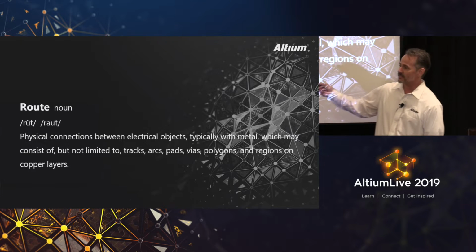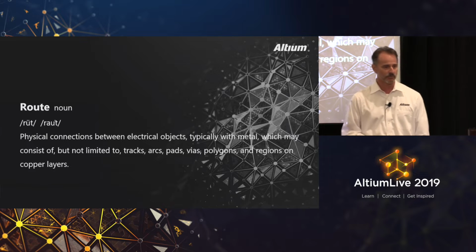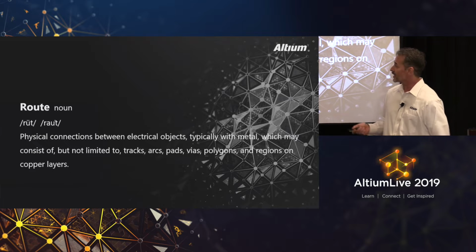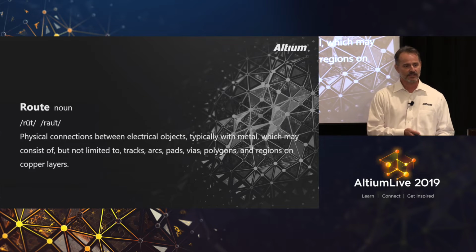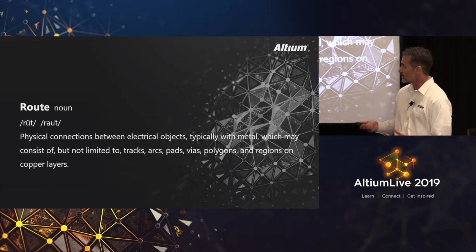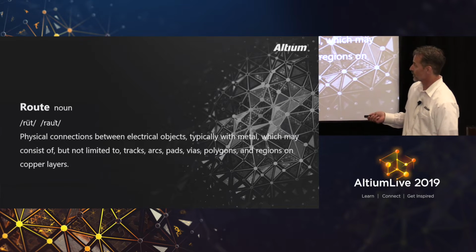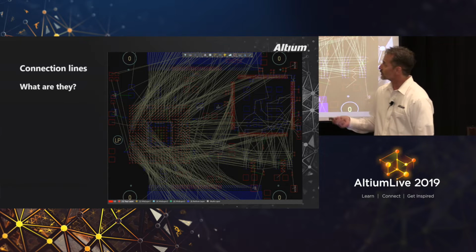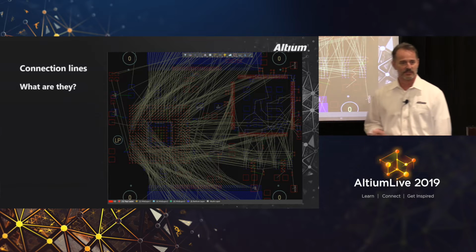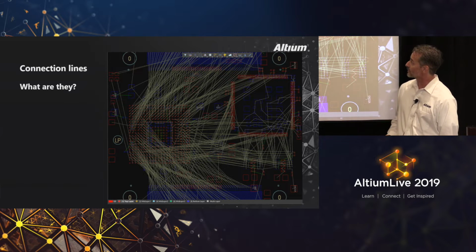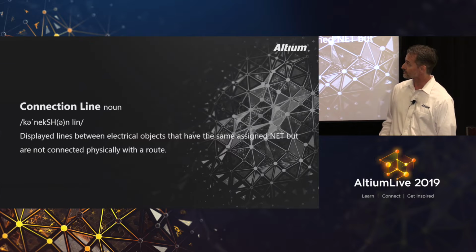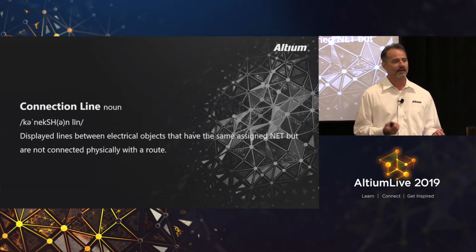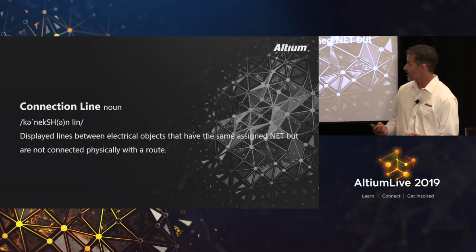But really, routing is just the physical connection between your objects on your board. Typically with metal, but I think of routing as anything like a polygon pour, a track, anything that connects your electrical objects that have the same connectivity. So the connectivity and connection lines, what are they? Usually when you pull in your board, you get something like this, full of what they call rat's nests or connection lines. Any electrical objects that have the same net need to be connected.